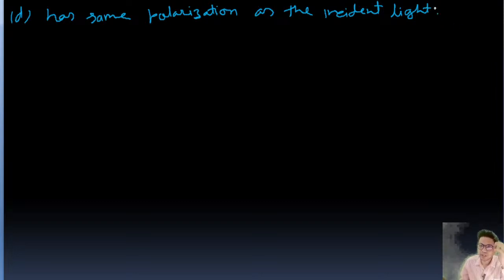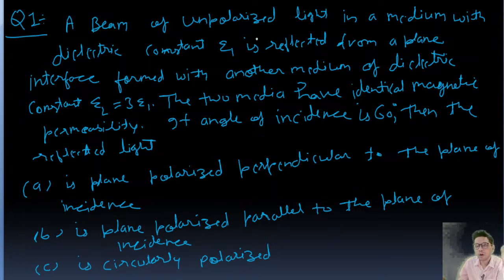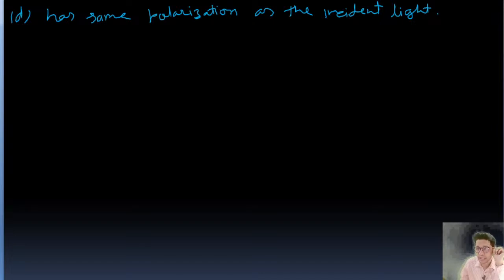Okay, so these are the options. The question is, a beam of unpolarized light in a medium with dielectric constant epsilon 1 is reflected from a plane interface formed with another medium of dielectric constant epsilon 2 equal to 3 epsilon 1. The two media have identical magnetic permeability. If the angle of incidence is 60, then the reflected light is plane polarized perpendicular to the plane of incidence, is plane polarized parallel to the plane of incidence, is circularly polarized, or has the same polarization as the incident light. Okay, this is the question.